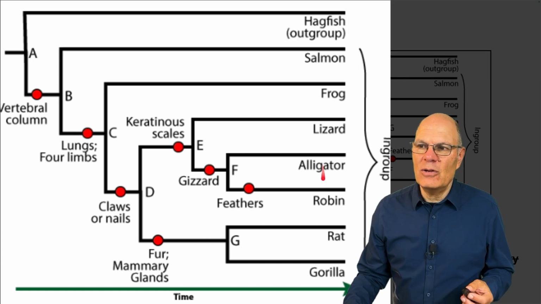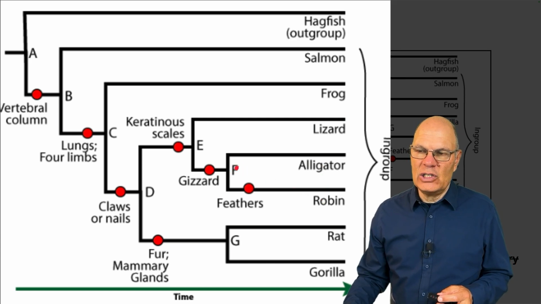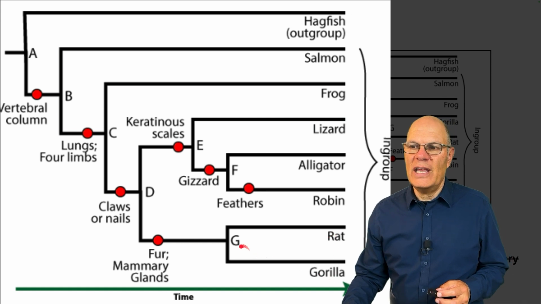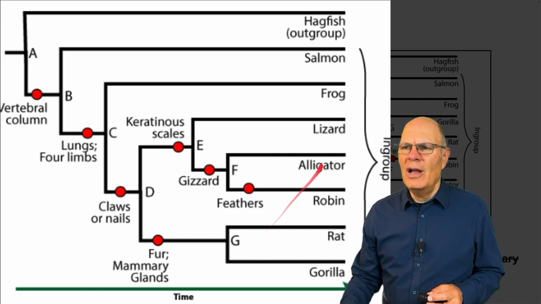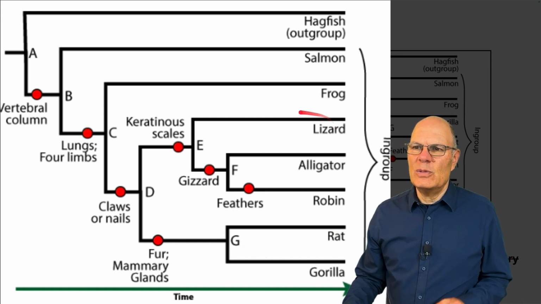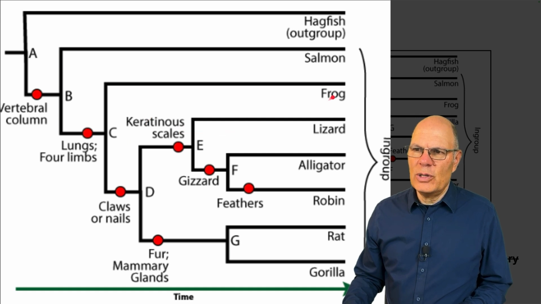So alligators and robins, they have their common ancestor over here. Rats and gorillas, they have their common ancestor over here. Frogs are right next to lizards, but the common ancestor of the frog and the lizard is all the way back here.